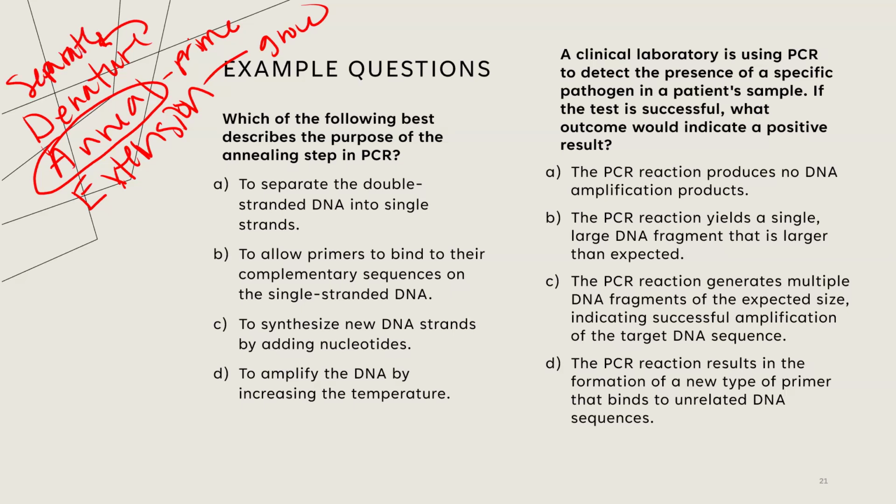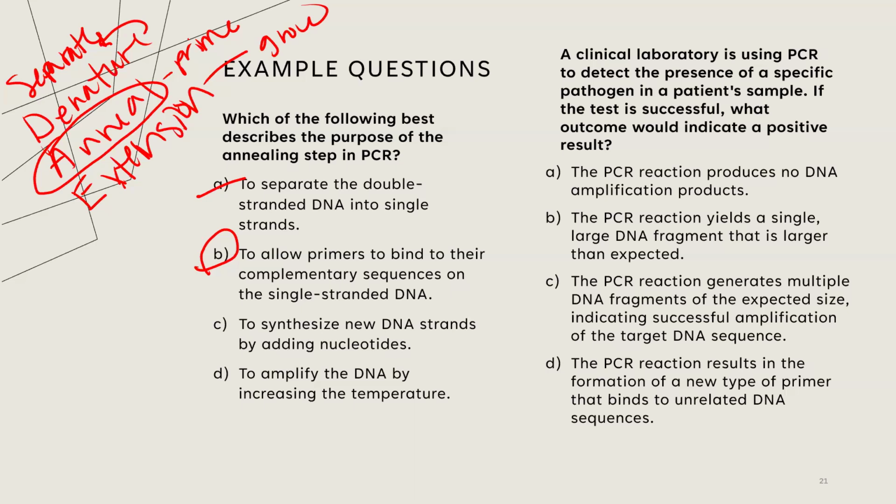All right, so let's look through it. Okay, so annealing, does it separate the double-stranded DNA into single strands? No, it doesn't, because all it is doing is adding primers. B, does it allow primers to bind to their complementary sequences on a single strand of DNA? Absolutely it does. C, does it allow us to synthesize new DNA strands by adding the nucleotides?